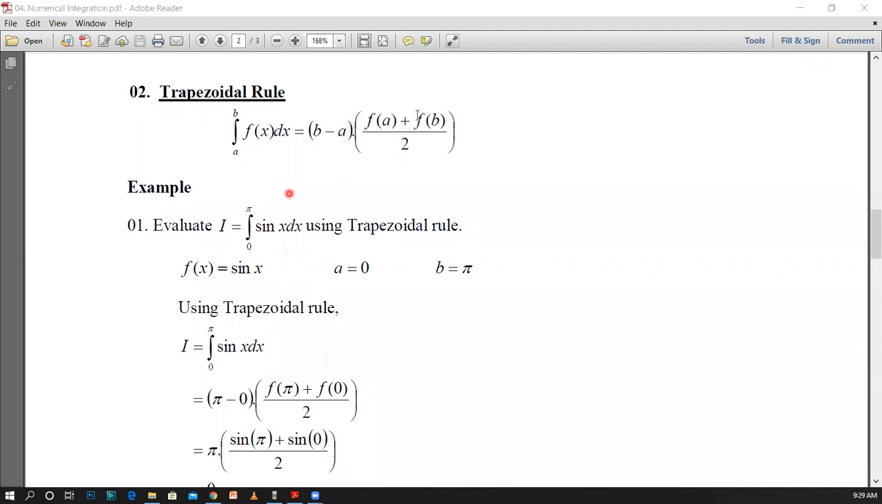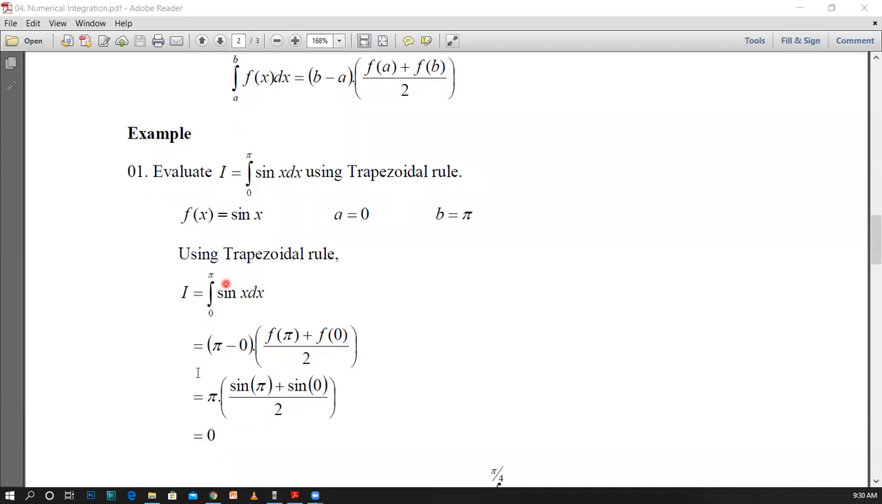The only difference between the previous method and this method is that in the previous method, we first identified the midpoint and then substituted it into the function in the midpoint rule. But in the trapezoidal rule, we evaluate the function at A and at B, and then take the mean value. Therefore, here we have b minus a, 5 minus 0, multiplied with the value of the function at 5 and the value of the function at 0, divided by 2. Using the trapezoidal rule, the integral becomes 0.